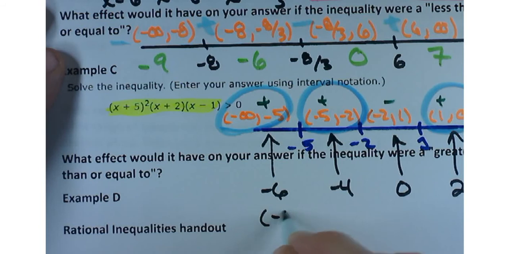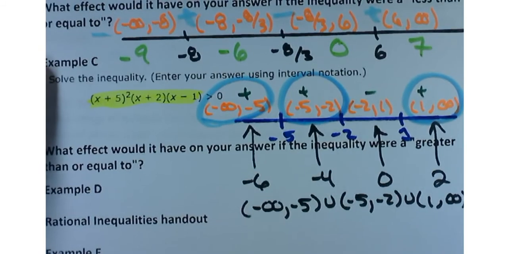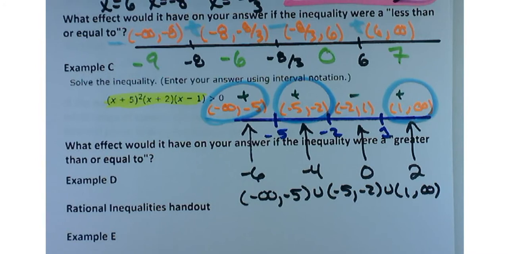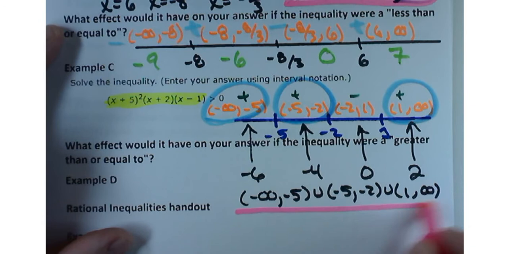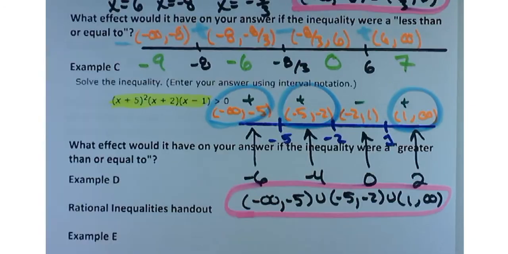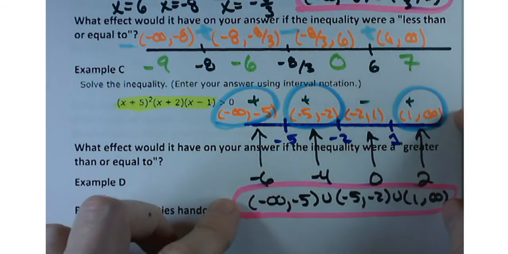Negative infinity to negative 5 union negative 5 to negative 2 union 1 to infinity. There, let's see if it'd be nice if I got it on the screen. There is your answer. Before I say a little bit more about this, are we okay with what we got here? Thumbs up? All right.